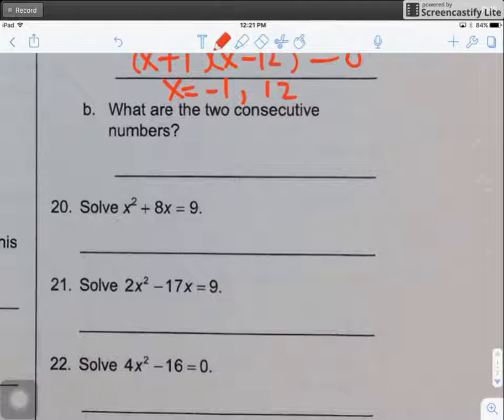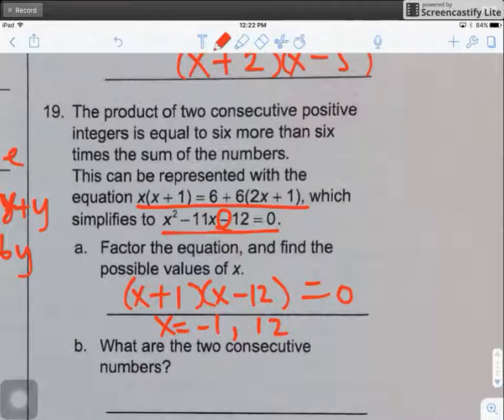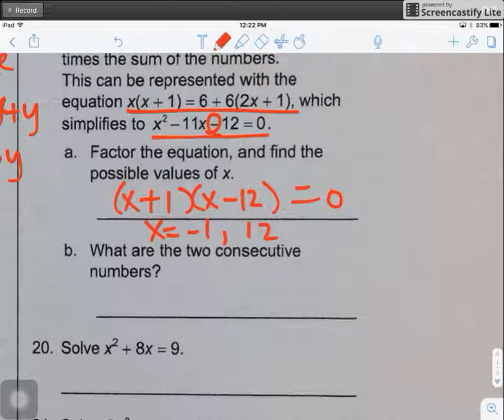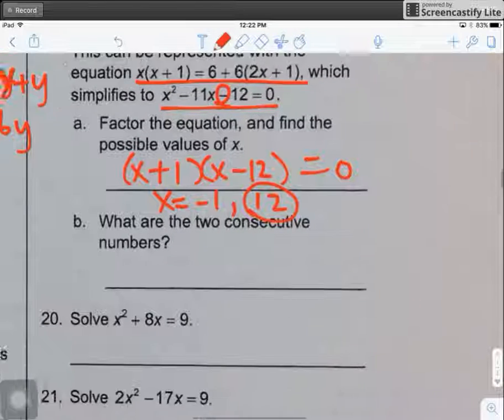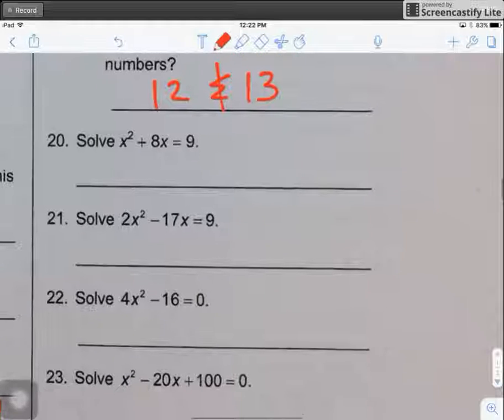And then B, what are the two consecutive numbers? Since the problem clearly stated that two consecutive positive integers, we cannot use the negative 1. So the only possible answer would be 12. And then consecutive means next to each other, so it would be 12 and 13. Those are the two integers.